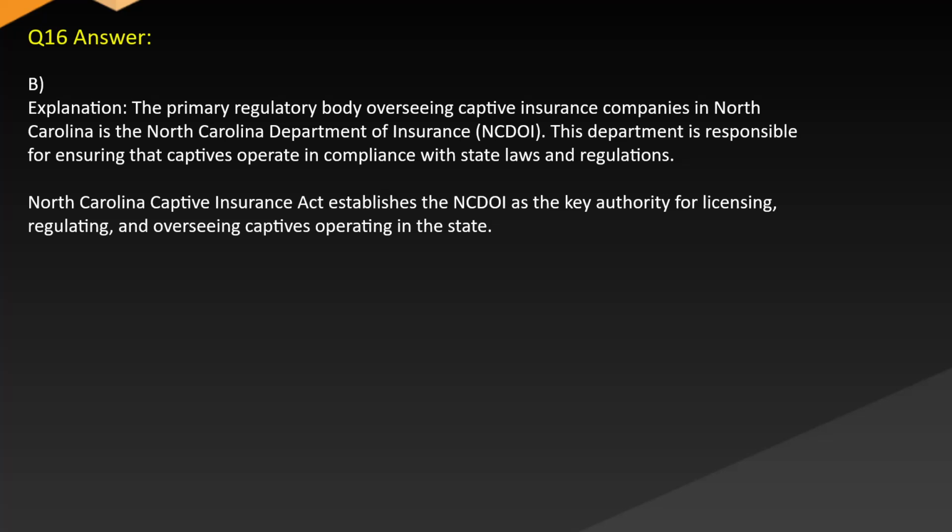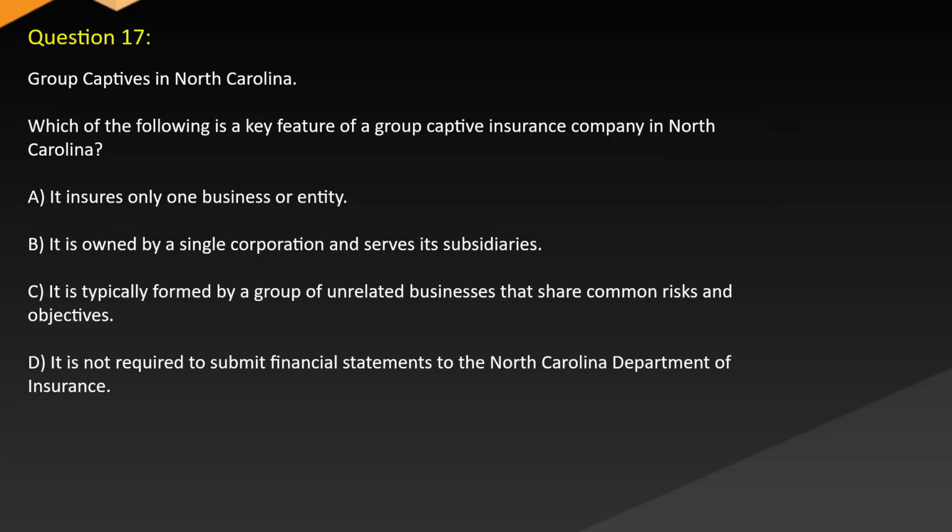Answer: B. Explanation. The primary regulatory body overseeing captive insurance companies in North Carolina is the North Carolina Department of Insurance, NCDOI. This department is responsible for ensuring that captives operate in compliance with state laws and regulations. The North Carolina Captive Insurance Act establishes the NCDOI as the key authority for licensing, regulating, and overseeing captives operating in the state.